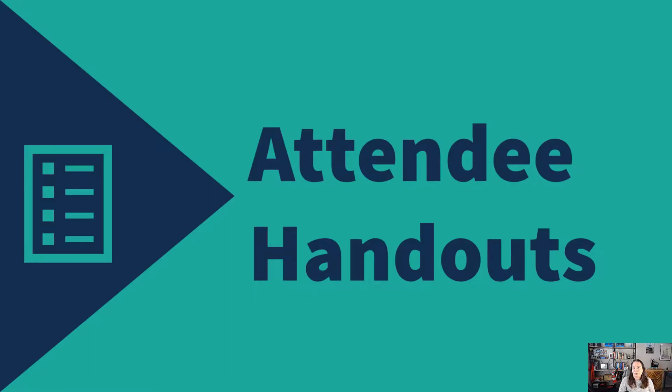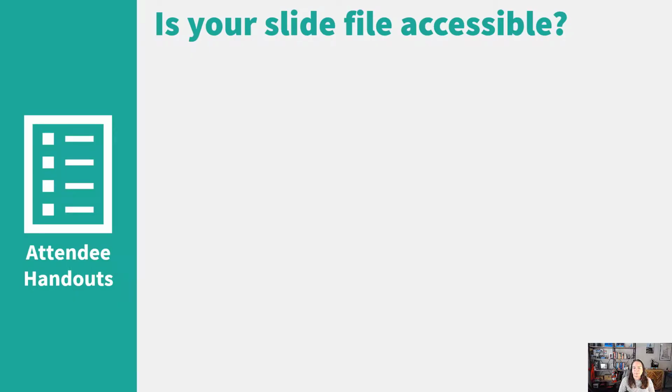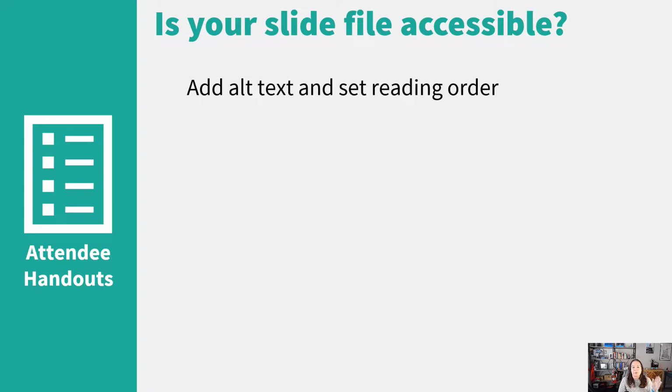And that brings us to our section on attendee handouts. Especially at Past Summit, we tend to upload slides and demos, but not much else. If you're going to leave your slide file behind, you want to make sure that it's accessible. Do you have alt text on any images? Did you set the reading order? The reading order allows a screen reader to read things in the order that we visually see them. So you probably want your slide title to be read before any content below it. You need to set that to make sure that that happens for someone using a screen reader.